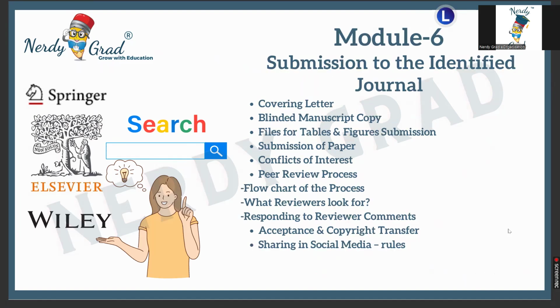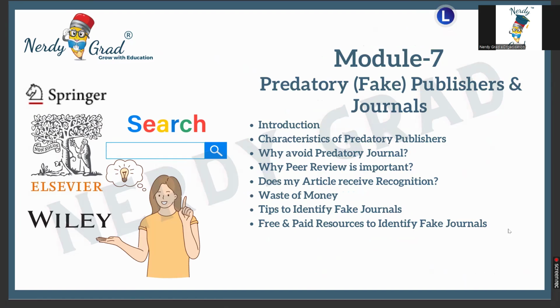Module 6 talks about submission to the identified journal. So covering letter, blinded manuscript copy, files for tables and figures submission, submission of paper, conflicts of interest, peer review process, which includes a flowchart of the process, what reviewers look for, responding to reviewer comments. Then comes acceptance and copyright transfer, and sharing in social media rules.